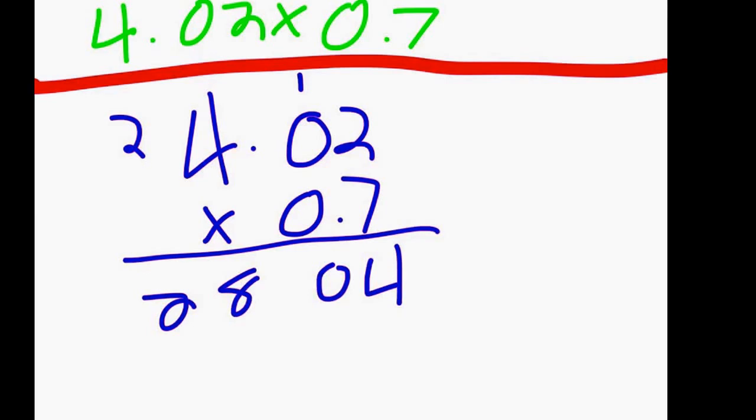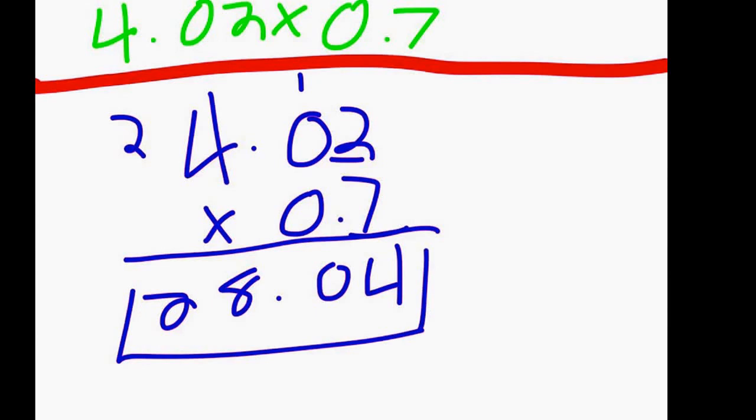And since you have to count the decimals, this one has one decimal, and that one also has one decimal. So it's going to go over two decimals, which will be 2.804, I'm pretty sure. Or, let's see. Oh, it'll go there. Okay. And that's how you solve that. 2.804. That's how you solve this one.